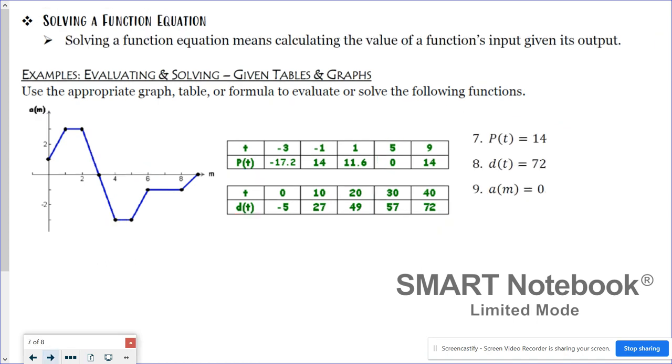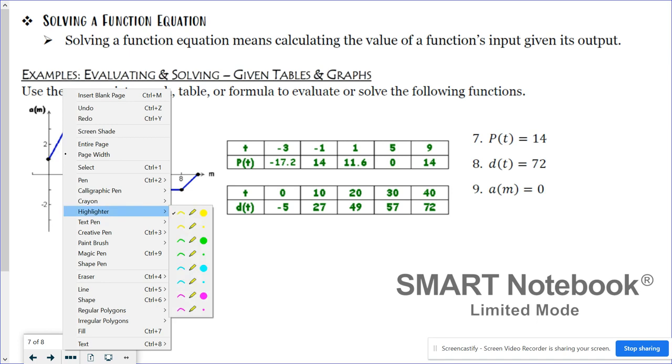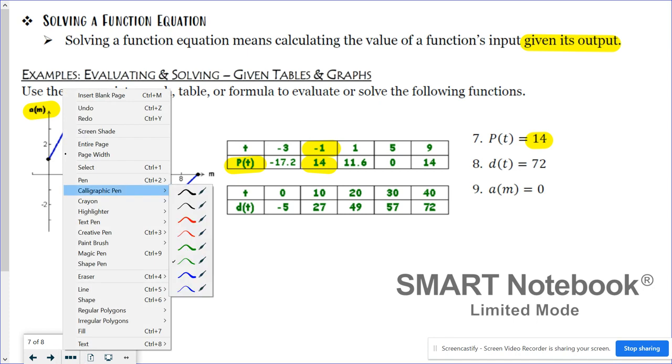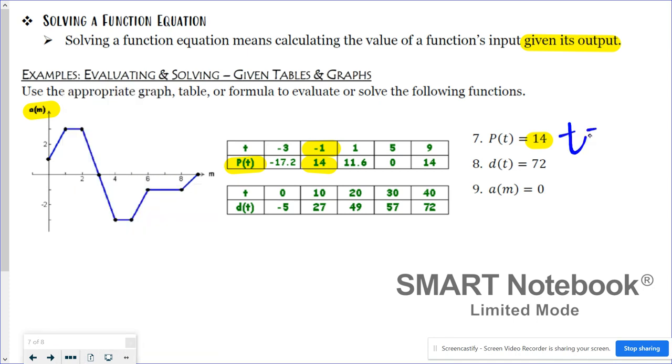Solving a function equation, given a table and a graph. Okay, so when we solve a function equation, it means that we are going to calculate or identify the value of the function's input given its output. So let's start with number 7. 7 says P of t equals 14. All right, so P of t, which function is it? It's not the graph. Here it is. It's the table. Remember, 14 is the output because we are given the function's output. So we're going to find 14 in the output, and my answer is the corresponding input value. So -1. I would write t equals -1.